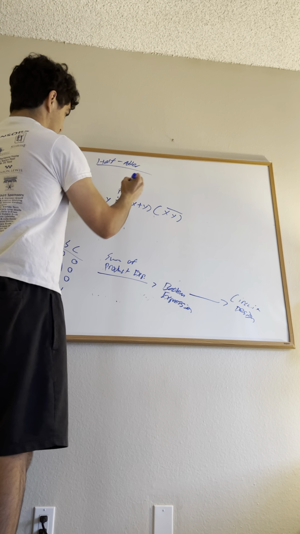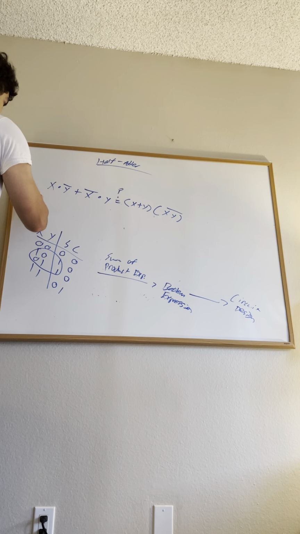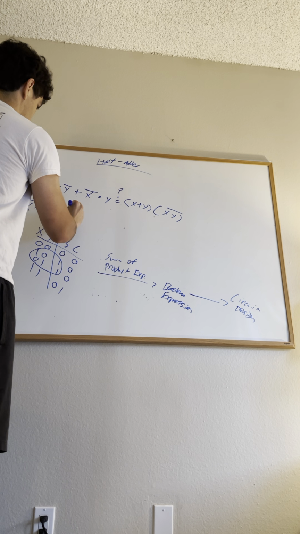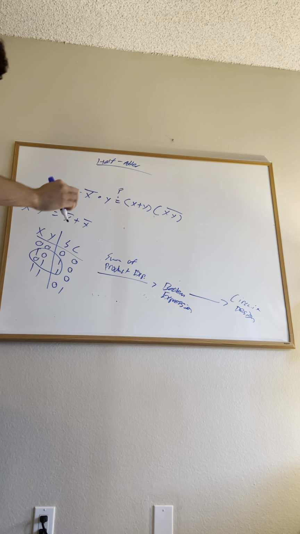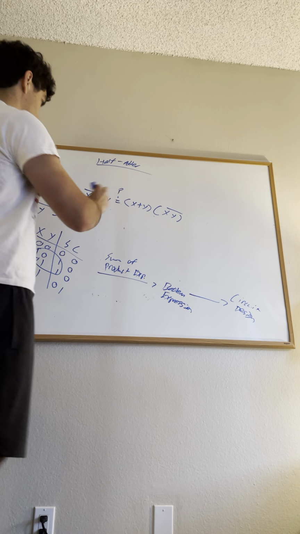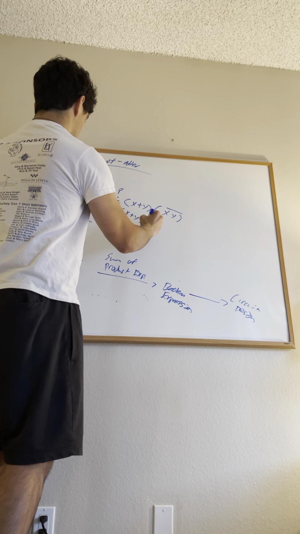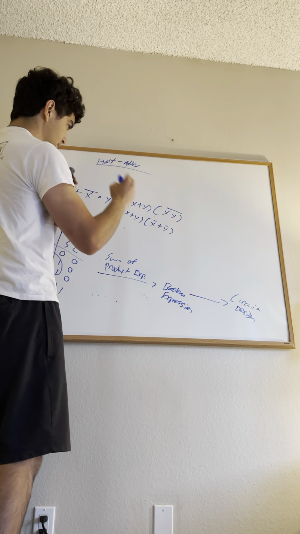This is like the claim. So we can use something called De Morgan's law, which is where we have this is equal to x bar plus y bar. Okay, so now we change this expression over here to x bar plus y bar. Now we distribute this out.